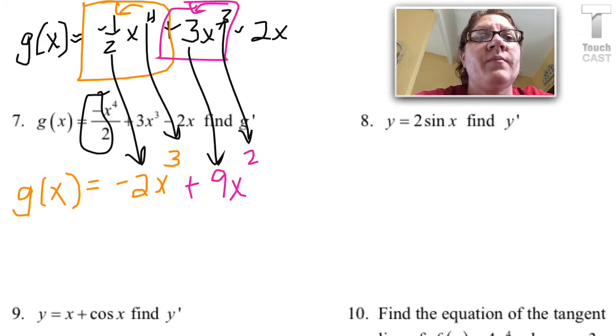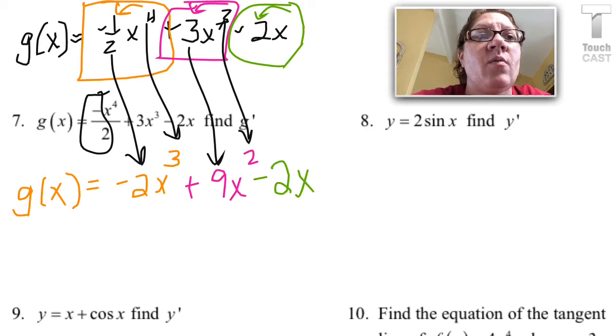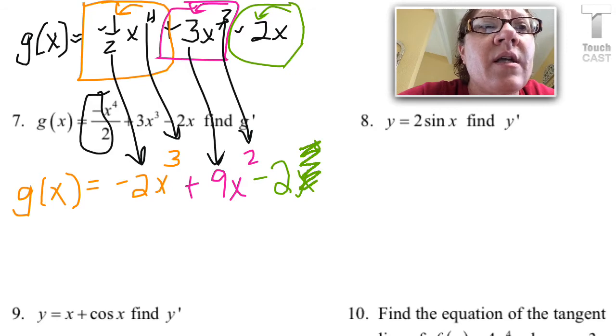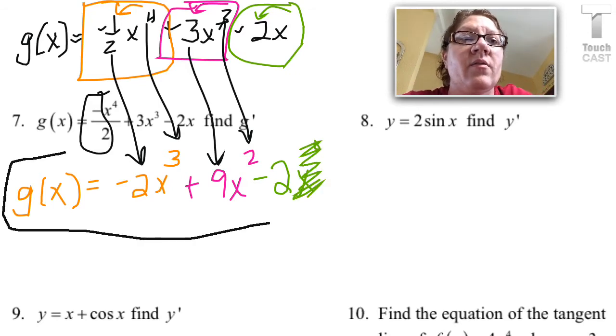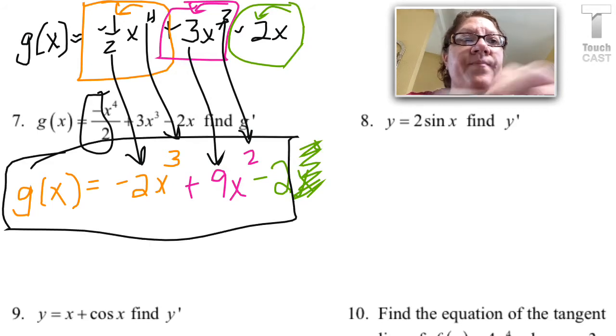And then on the last one, remember this is really a power of 1. So 1 times -2 is -2. And now it's x to the 0. Psst, you don't need to write x to the 0. So my final answer is this.